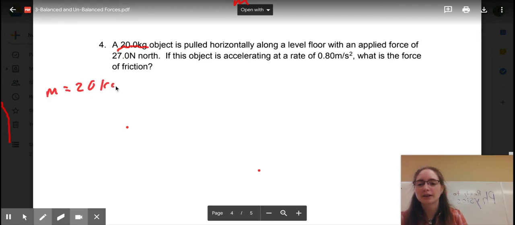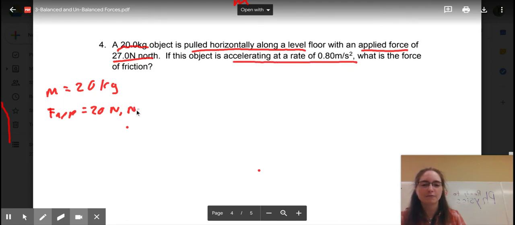I have a mass of 20 kilograms. It's pulled horizontally along a level floor with an applied force of 20 newtons north. Okay, so we're going north now. The object is accelerating at a rate of 0.8 meters per second squared, excuse me, need to get my units correct. And then you've been asked, what is the force of friction?